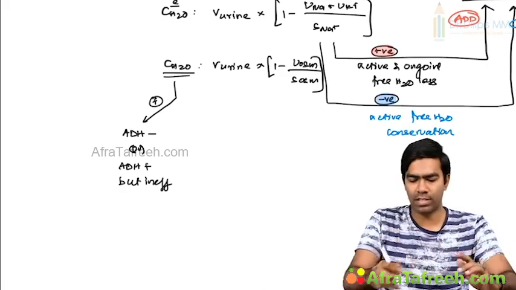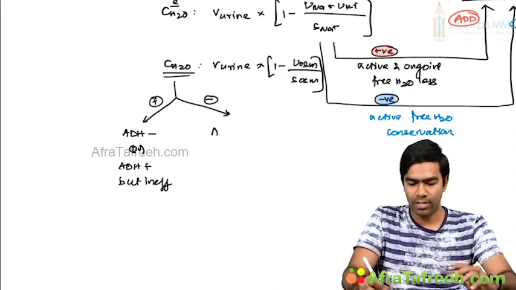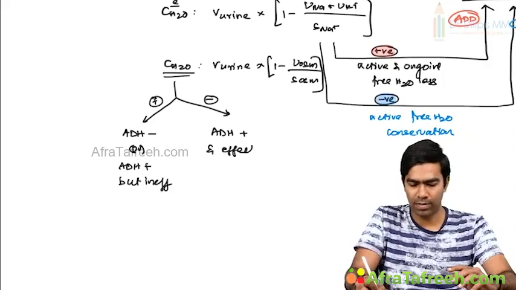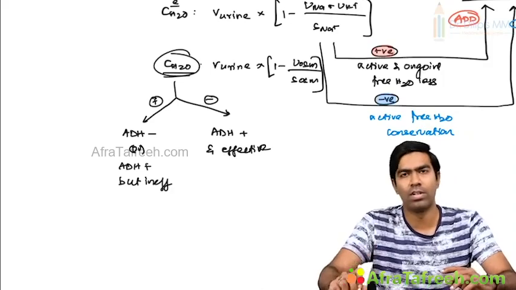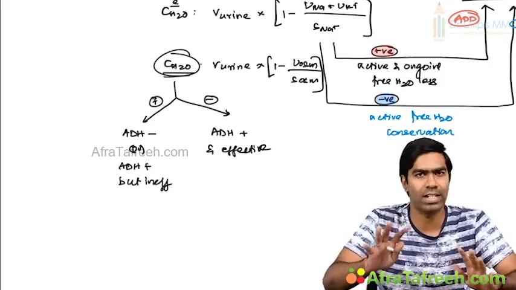We have discussed this basics already, I am just giving a recap. If the free water clearance is negative, it tells you ADH is present and, at the same time, effective as well. So this free water clearance is for determining the ADH action. We know that already, we have seen it in the basics itself.